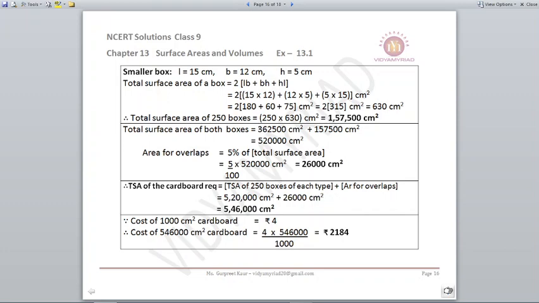Now they have also told you the price of it. So 1000 centimeter square cardboard cost is 4 rupees. So 5,46,000 centimeter square cardboard cost will be 4 upon 1000 multiplied by 546,000. Zeros get cancelled and you got the price as rupees 2,184.